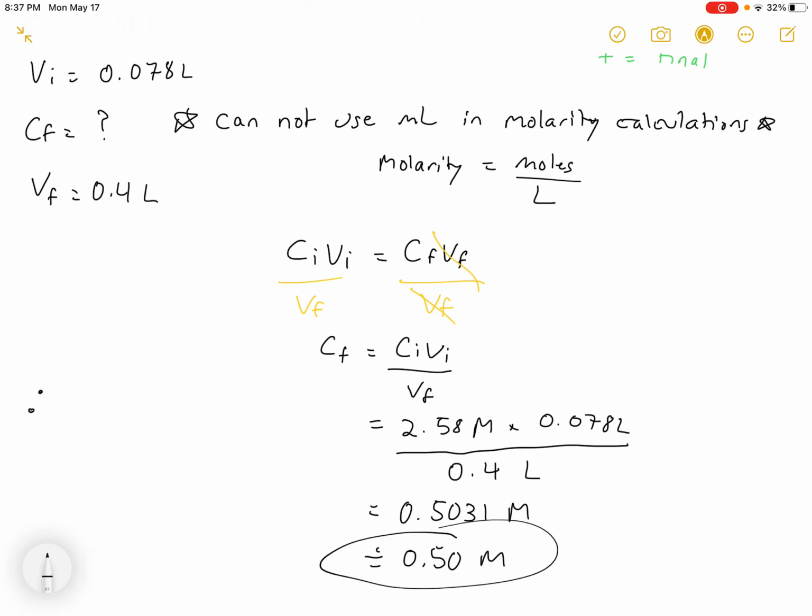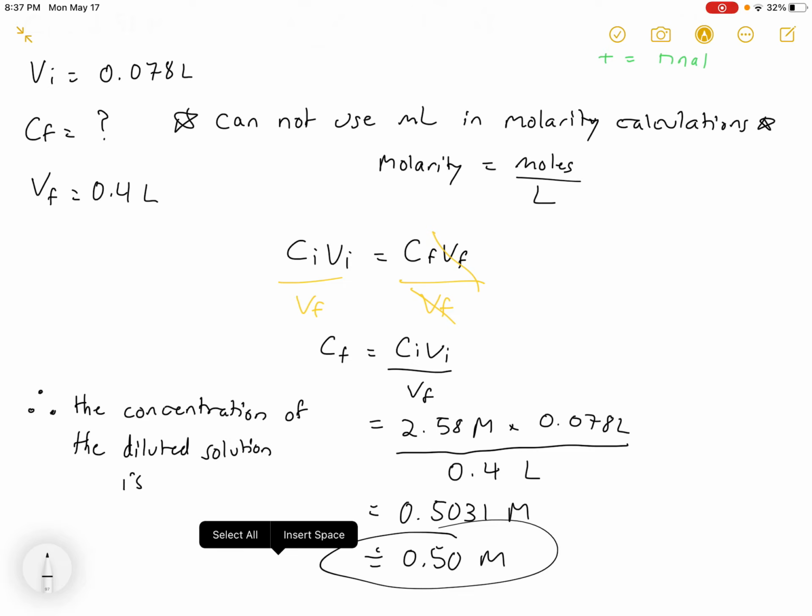Then we'll just write a nice therefore statement. Therefore, the concentration of the diluted solution is 0.50 molars.